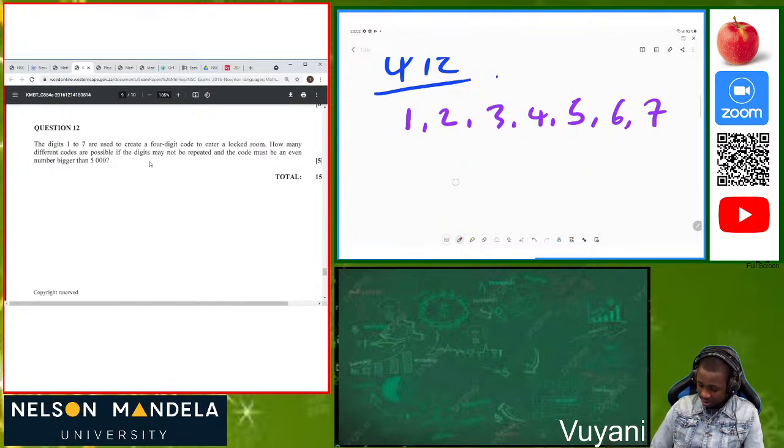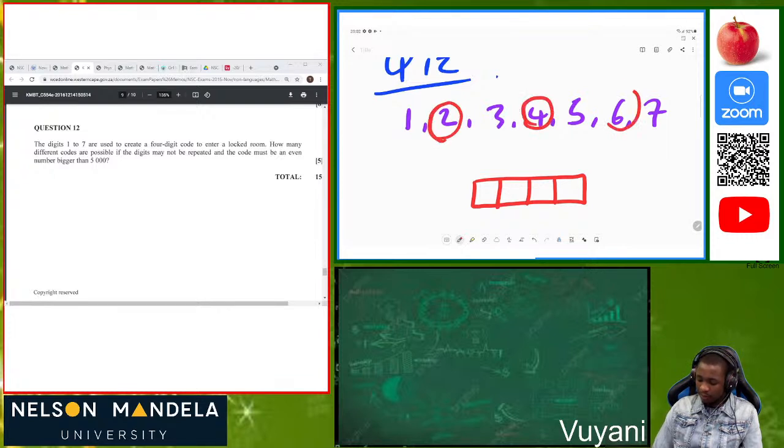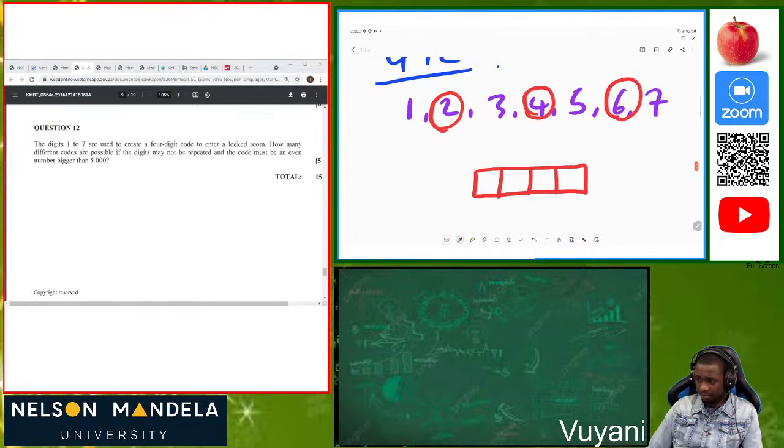So we must create a 4-digit code. In other words, we are creating a 4-digit code: 1, 2, 3, 4. So we only need a 4-digit code. Now, how many different codes are possible if the digits may not be repeated? Bear in mind, they can't be repeated, and the code must be an even number. Now, in the numbers which you are given here, what are the even numbers? The even numbers are 2, 4, and 6.